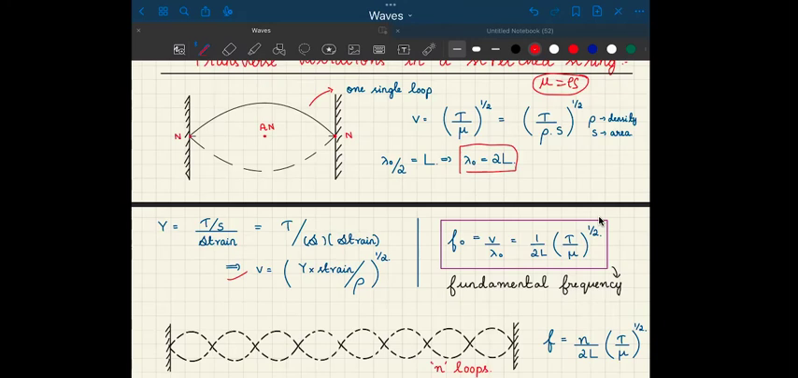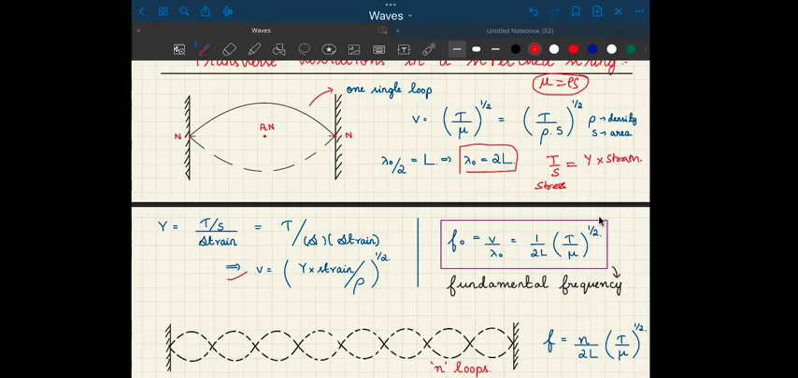Velocity term, you can write it in this form. How? Because the tension by cross-sectional area, you have, is nothing but stress. It can be written as Young's modulus times strain. So therefore, the velocity term can also be written as the square root of Young's modulus times strain by density. Clear? Right. This is the expression for the fundamental.